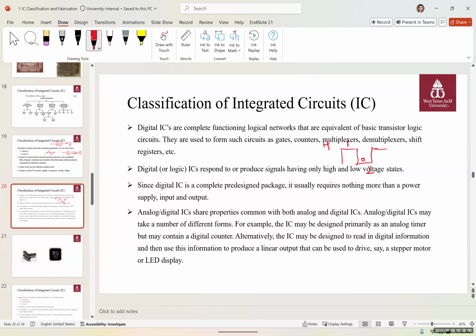Classification based on the structure and technology, we have monolithic. These monolithic ICs are the most common type. All the ICs that you see around you are monolithic. They are built on a single layer, which we call a substrate. Monolithic comes from the Greek meaning one stone, and the reason we say one stone is because we build it on a single layer.